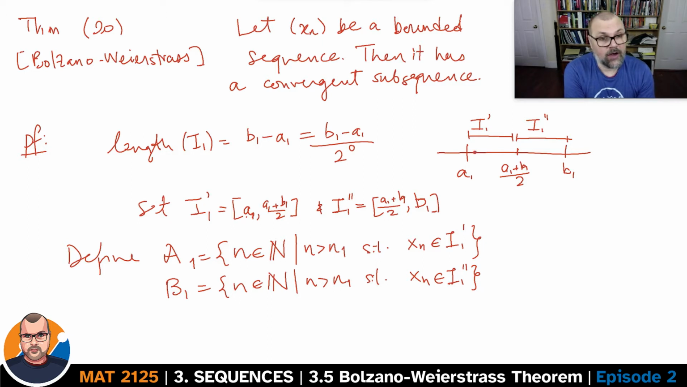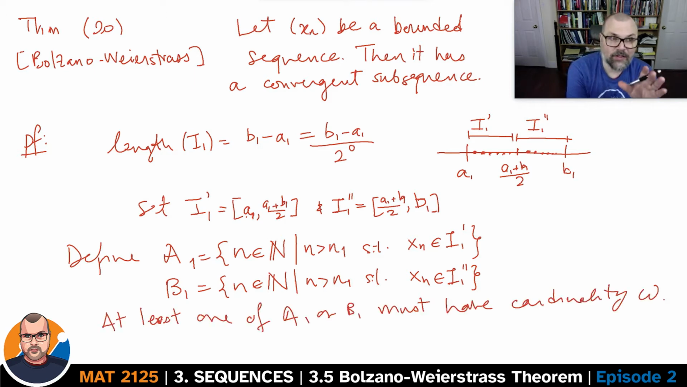Now we know that the sequence x_n is bounded by a1, b1, and in particular what it means is that all of the points of the sequence are in here. Now some of these points might repeat themselves as values, but in terms of terms in the sequence, there's going to be infinitely many of them in here, a countable infinity. What this means is that at least one of A1 or B1 must be infinite countable.